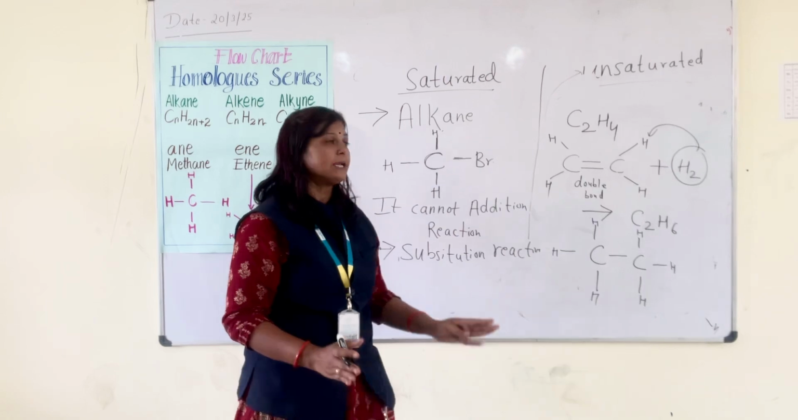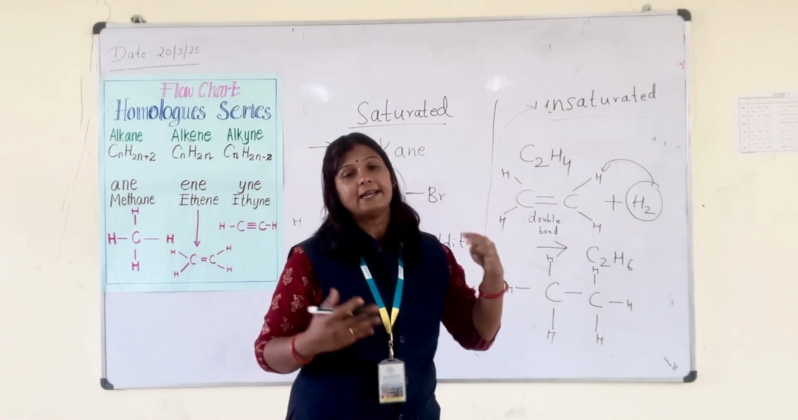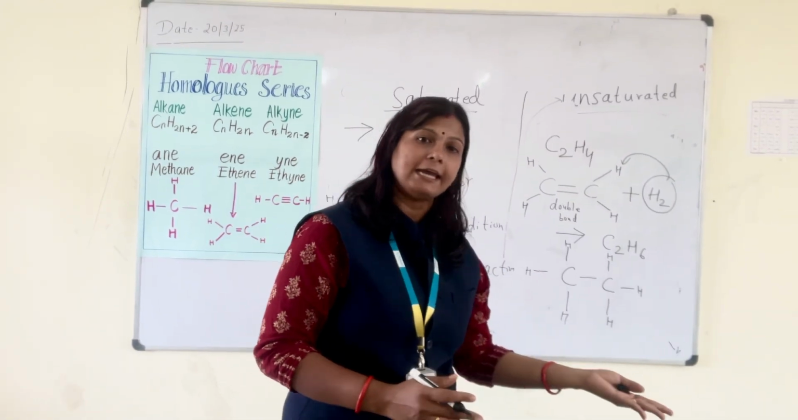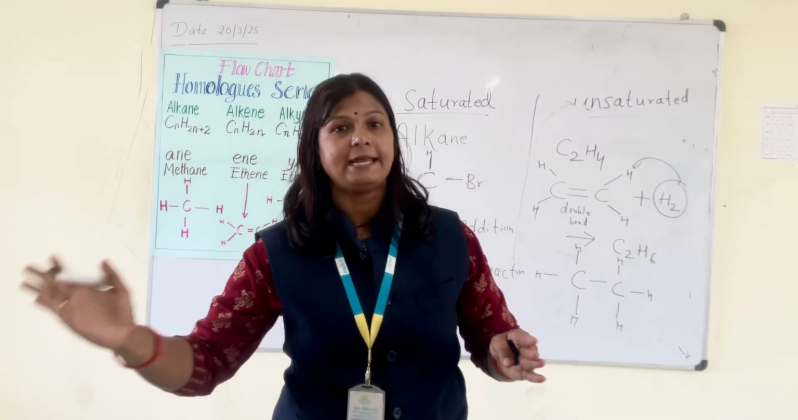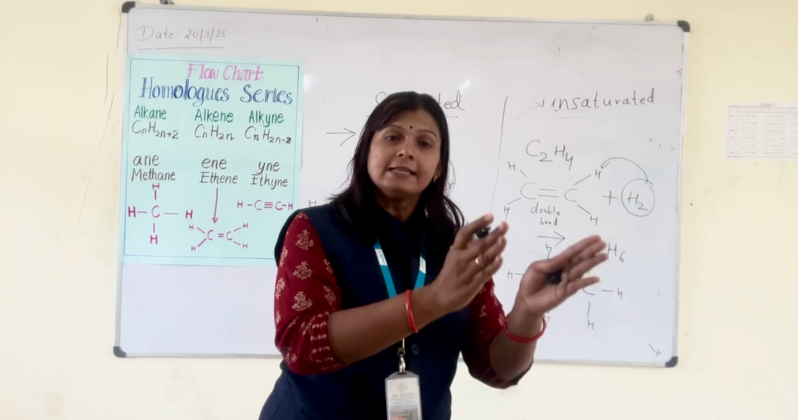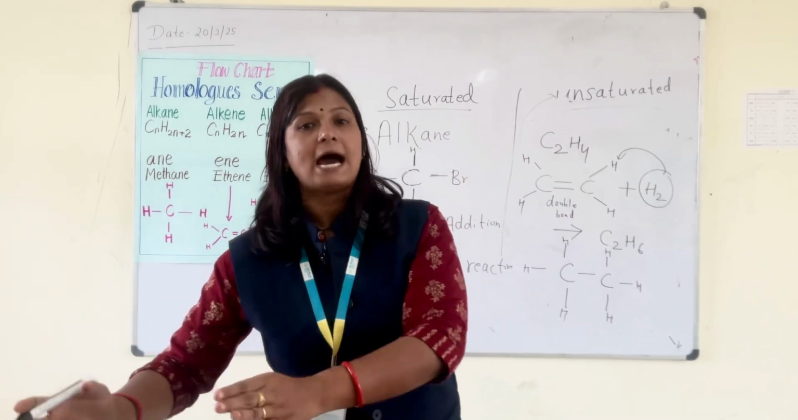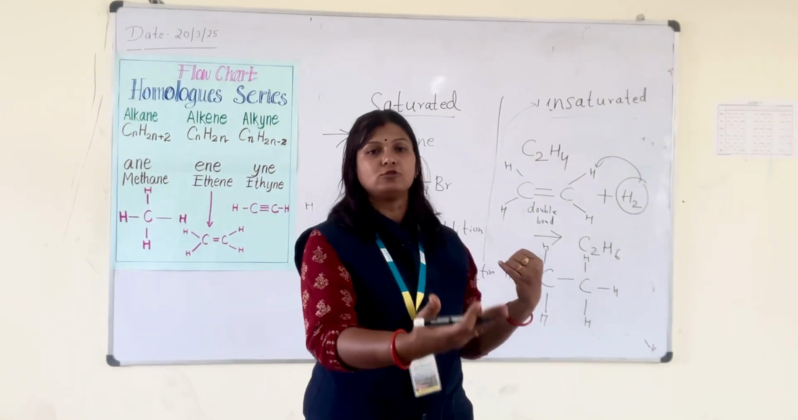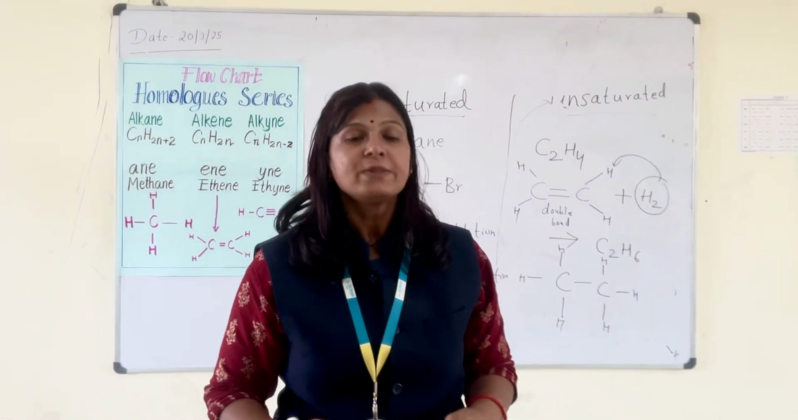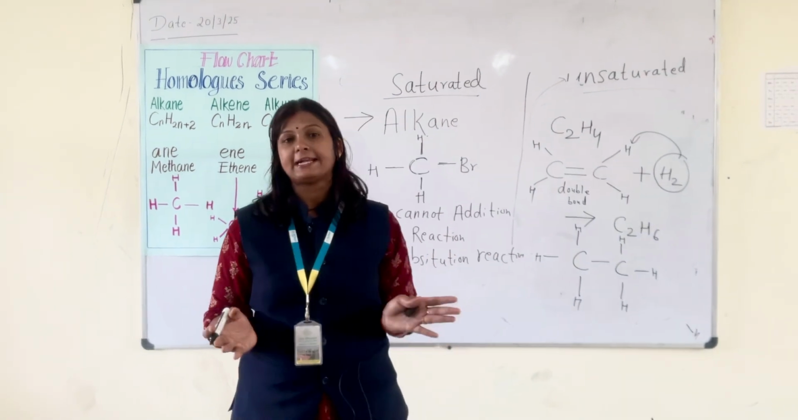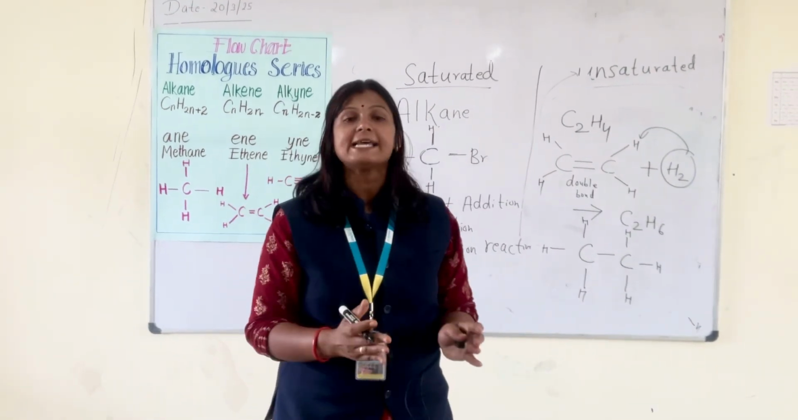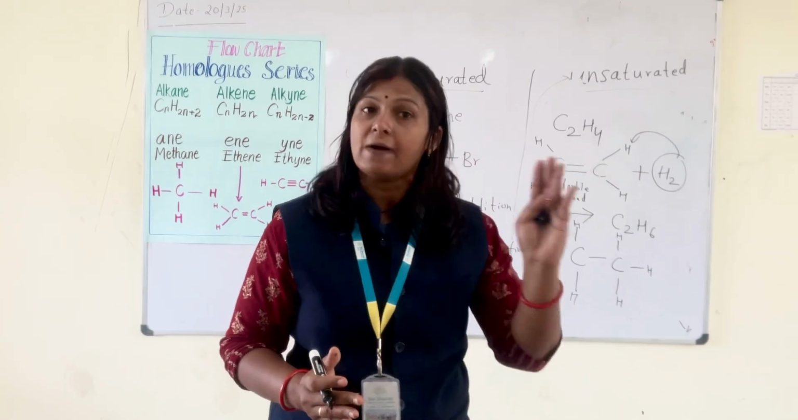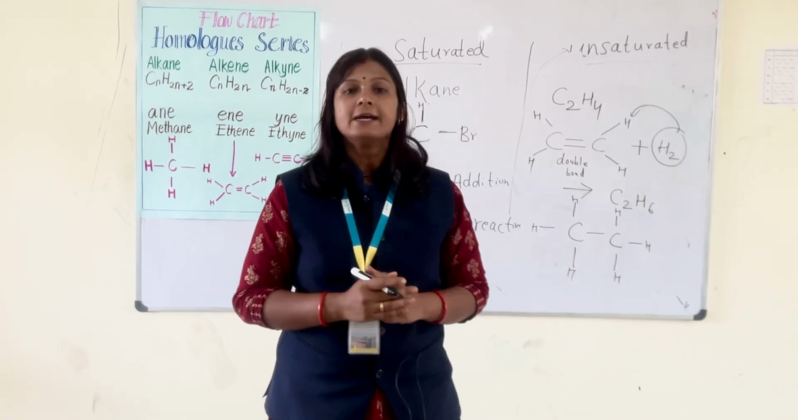Now just remember the difference between saturated and unsaturated. For that reason I have told you this. Again, from alkyne we cannot go directly to alkane. It is not possible. Alkyne, then alkene, then alkene to alkane. This is the series for making unsaturated into saturated compounds. So unsaturated compounds are more reactive than saturated compounds. Saturated compounds are very much stable, but they are least reactive as compared to unsaturated compounds.